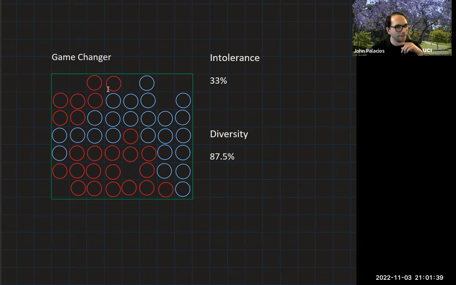randomly. And now we see that it has 1, 2, 3, 4 neighbors. And 1, 2 of the 4 neighbors are of the same color. So that's 50% of the same color as this token. And at least one of the other tokens is of the opposite color. So this token is now happy having moved there.